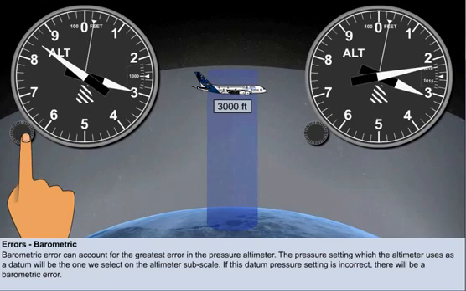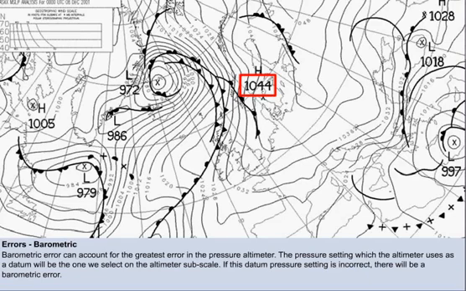Why, though, should the datum pressure that we set on the altimeter subscale ever become incorrect? The simple answer is that the local surface pressure is constantly changing. For example, we can see on this chart that the local surface pressure ranges from a high pressure of 1044 to a lowest pressure of 972. In addition, the pressures will be constantly changing throughout the day.